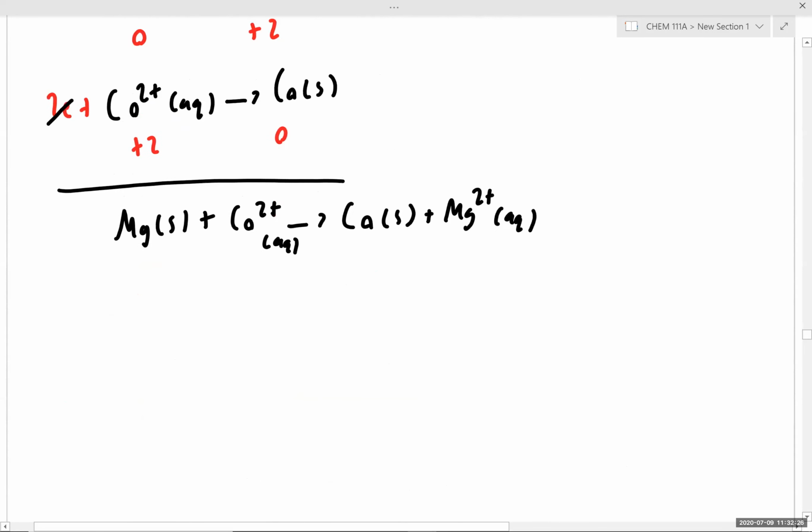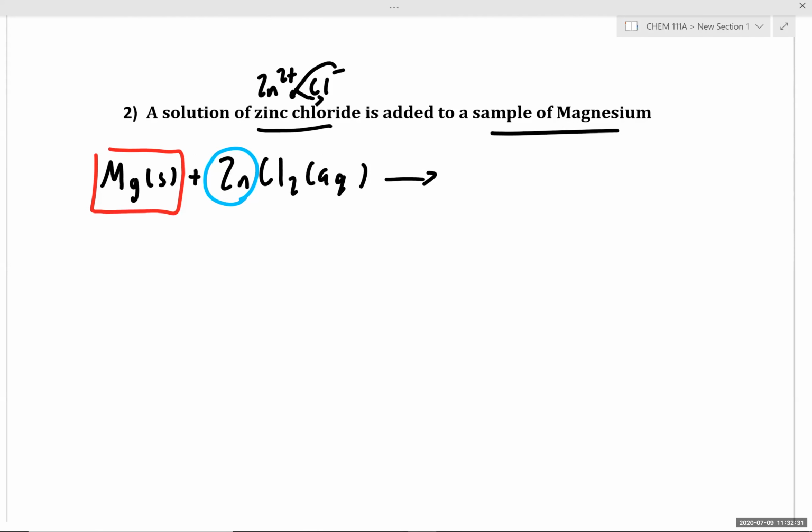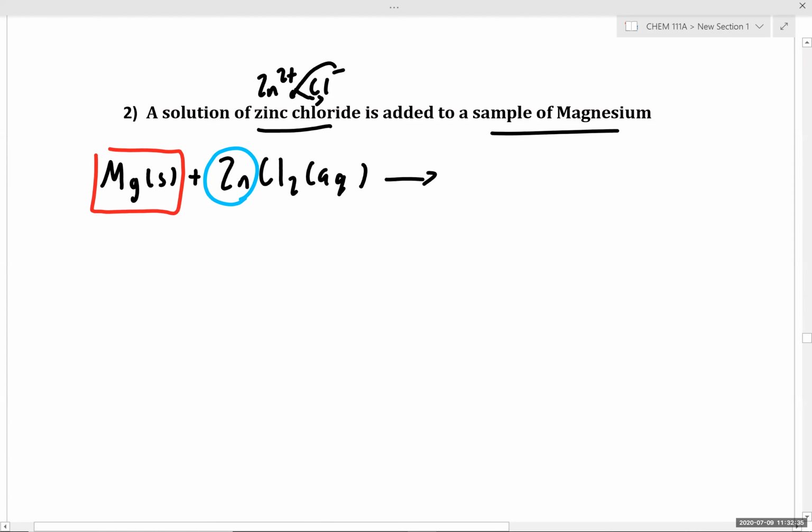I'm taking the time to go to the activity series because you may get an example on the exam, or on later exams, where it looks like a metal displacement, but then it's actually no reaction. Okay, so magnesium displaces zinc. We have magnesium 2 plus, Cl minus. So we generate magnesium chloride, aqueous, and zinc solid.